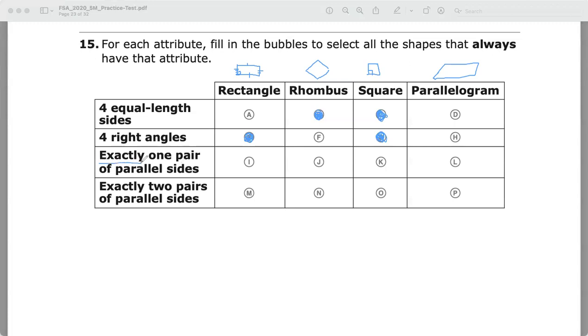Exactly 1 pair of parallel sides. That wouldn't be any of them. That would be like a trapezoid where the base and the top would be parallel. But the rest of these all have 2 pairs of parallel sides. So there we go. That one got a little squirrely. So it's good to review your shapes and their attributes.